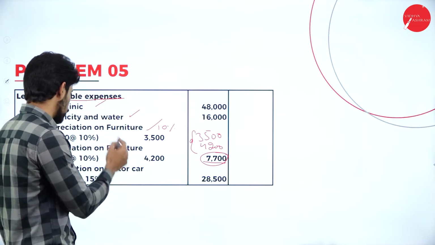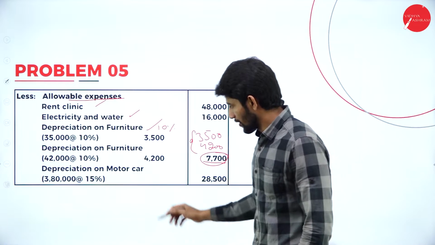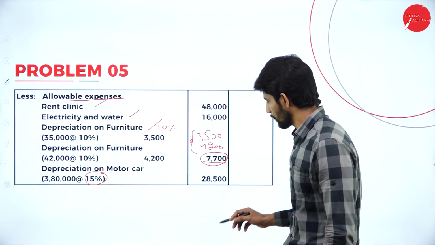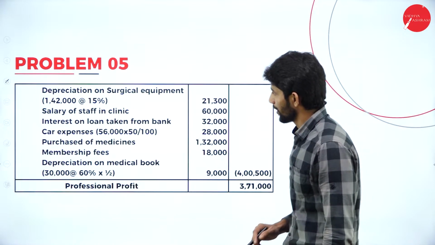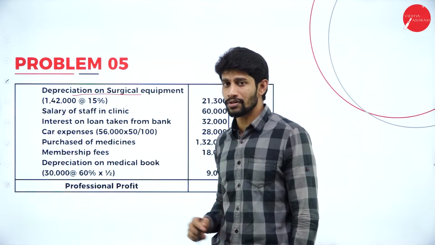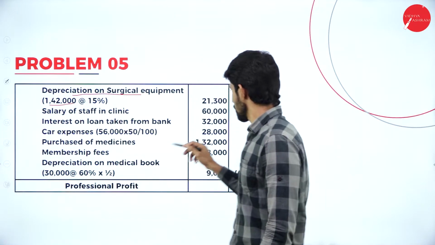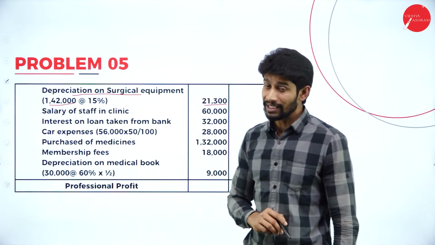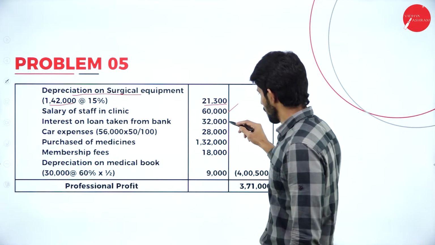Next, depreciation on motor car. If any motor car is purchased, the depreciation on that will be 15%. So, 3,80,000 into 15%, 28,500. Next, depreciation on surgical equipment. Again, on that also the rate of depreciation is 15%. So, compute 15%, you will get 21,300. Salary of staff in clinic, again 60,000. Next, interest on bank loan, professional.